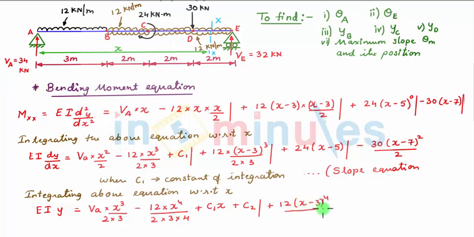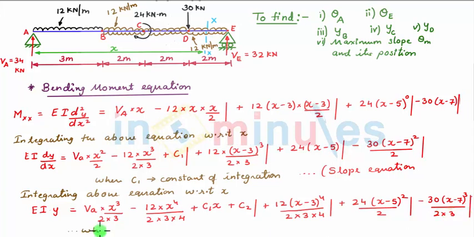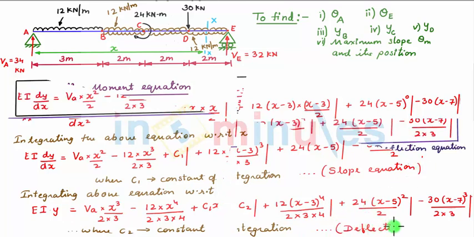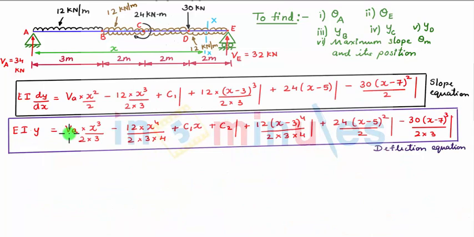Now again we put this in the first partition since it is Macaulay's method. Plus 12 into x minus 3 to the power 4 the whole upon 2 into 3 into 4, second partition, plus 24 into x minus 5 square upon 2, partition, minus 30 into x minus 7 cube upon 2 into 3, final partition, where C2 is another constant of integration, and this equation is called the deflection equation. So we have our slope and deflection equation.